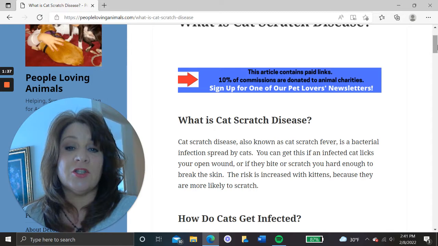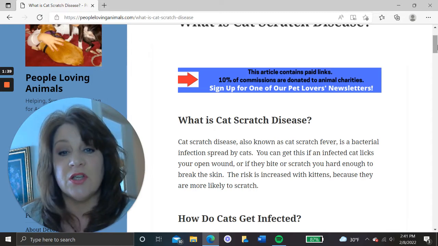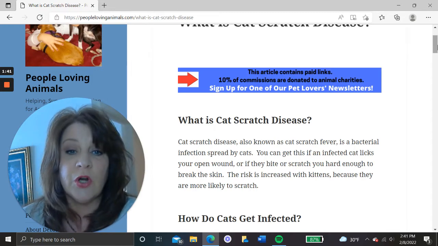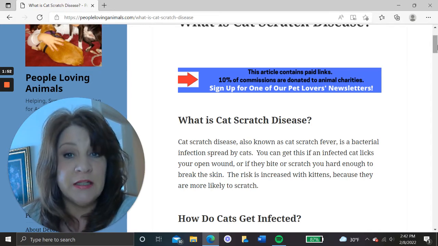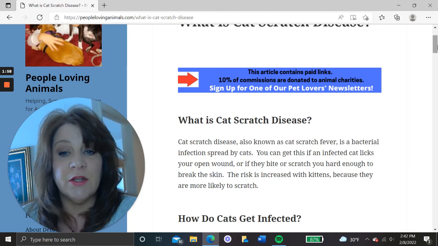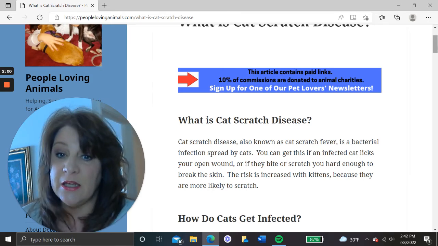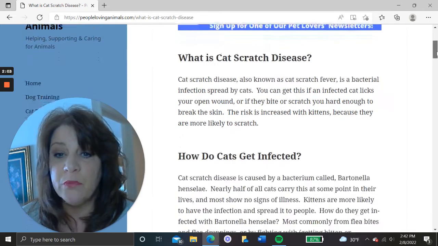Now, what is cat scratch disease? Cat scratch disease, also known as cat scratch fever, is a bacterial infection spread by cats. You can get this if an infected cat licks one of your wounds, like an open wound, or if a cat bites you or scratches you so hard that they break the skin. That's how you can get it. The risk is increased with kittens because they tend to scratch more.